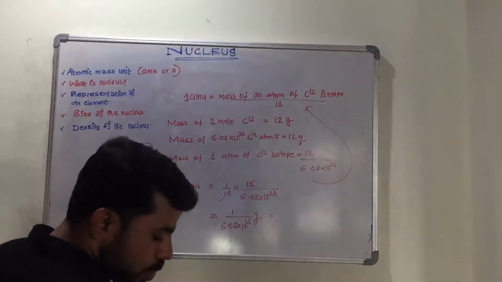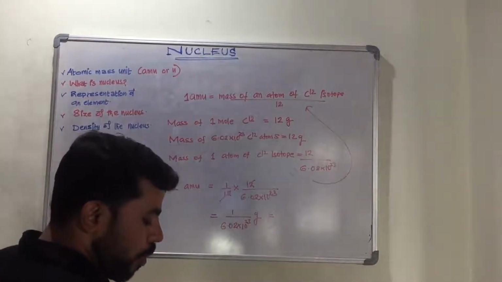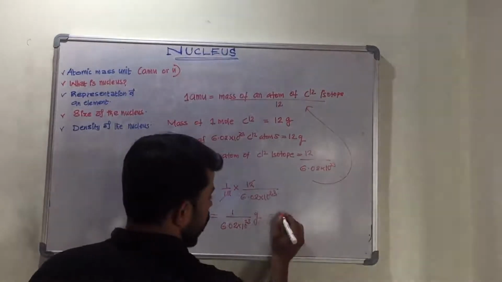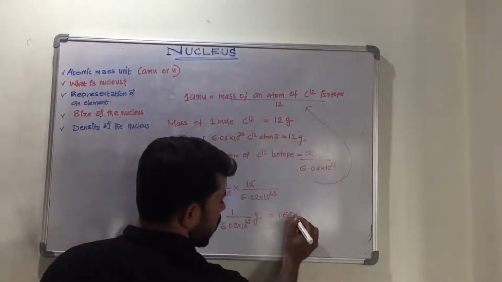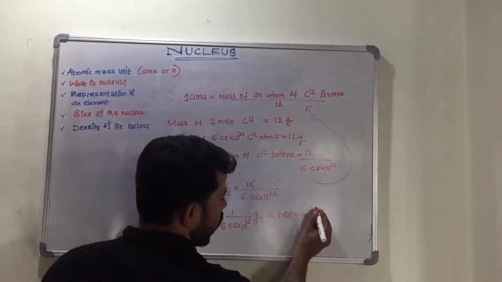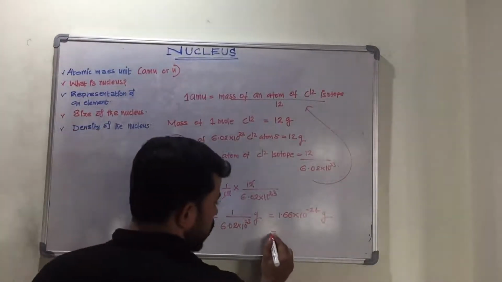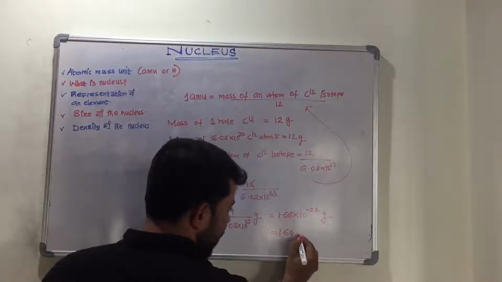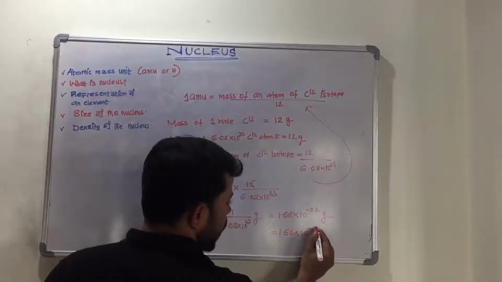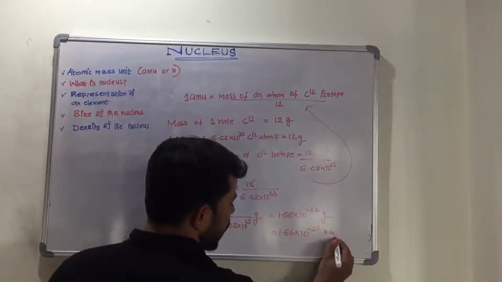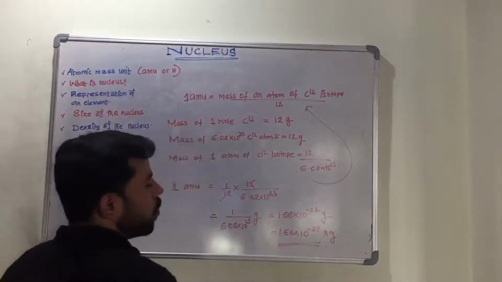On dividing, the value is given by 1.66 into 10 raised to minus 24 gram. And in kilograms, the value is given by 1.66 into 10 raised to minus 27 kilogram. See, it is a very small mass.